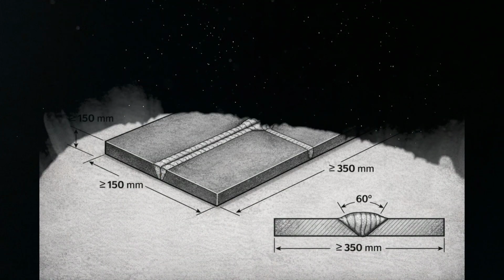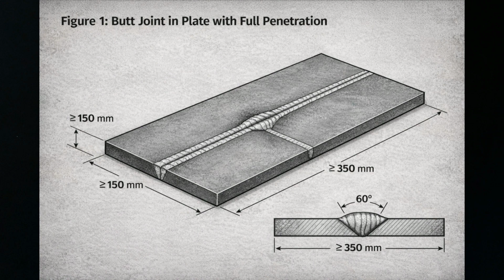This is the most common test piece. 2 flat plates are prepared with the joint geometry specified in your pWPS, the groove angle, root face, and root gap, and welded together. The minimum dimensions are 150 mm in the transverse direction and 350 mm in the welding direction. Material thickness T is the same for both plates throughout the required welding length.